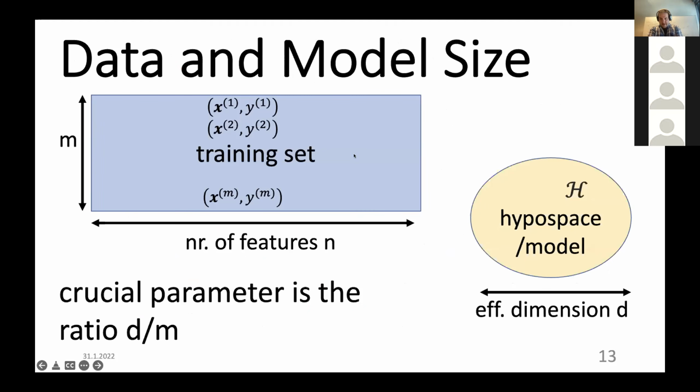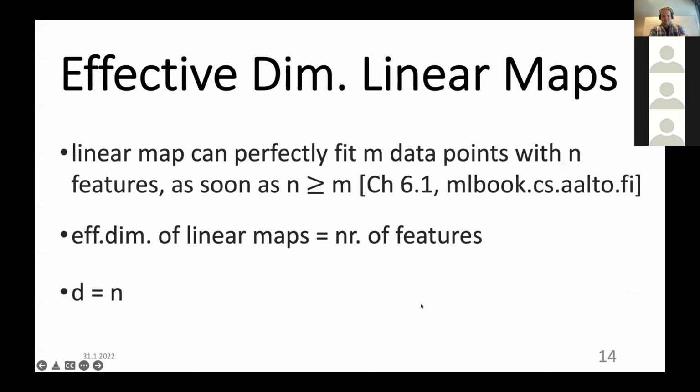In my textbook, I used a simplified form of a quantity that has been introduced a while ago in machine learning, which is called the VC dimension. It's called after, I think, two Russian mathematicians, Vapnik and Chervonenkis. Sorry, my pronunciation. So it's called VC dimension, but I use a simplified form, which is called effective dimension. So it's just a number that indicates how large a model is.